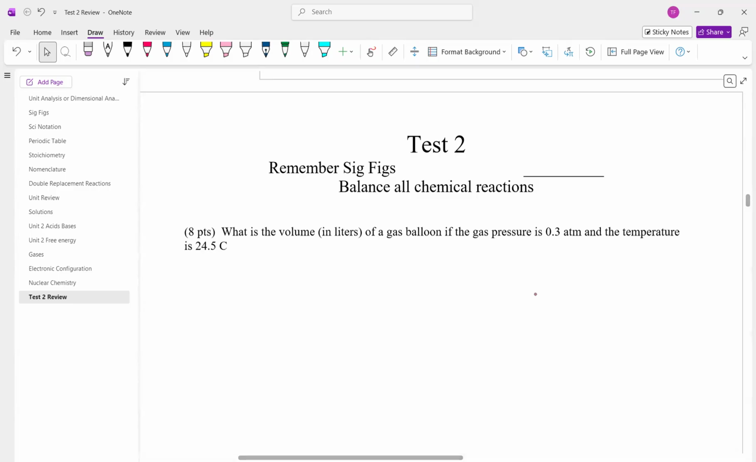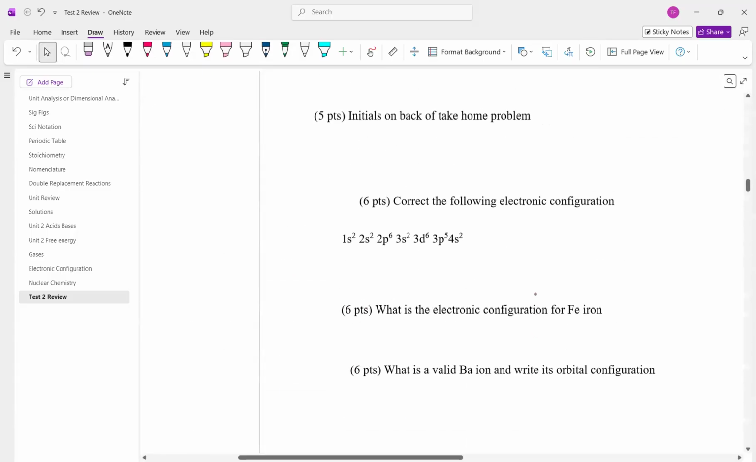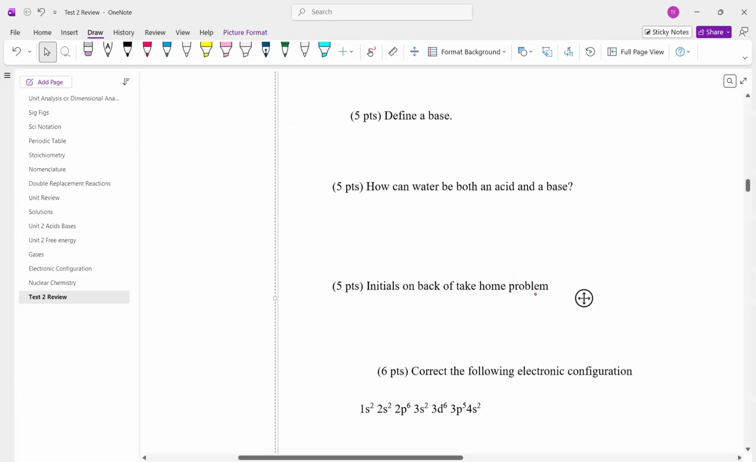Okay, this one's a gas problem, and the R value I gave you was different than the R value we used in lecture. So use the one that's on the tests, even though it's not the same one we used in lecture. We're using PV. We're still on the test, not the take-home test.